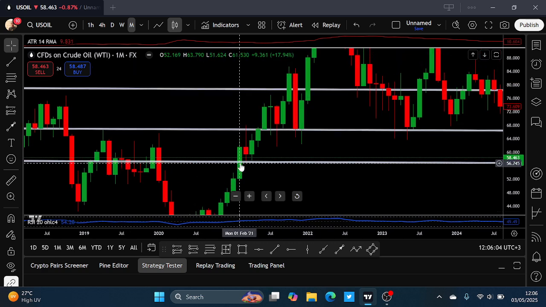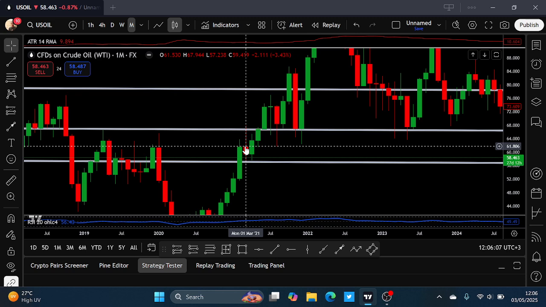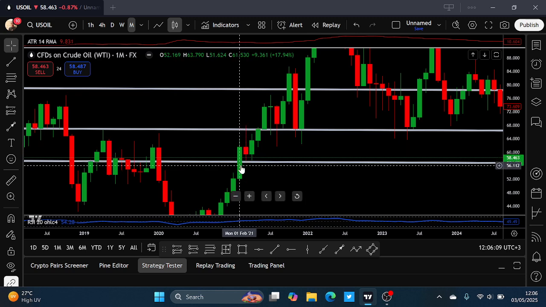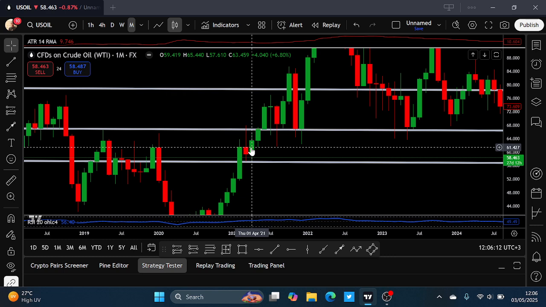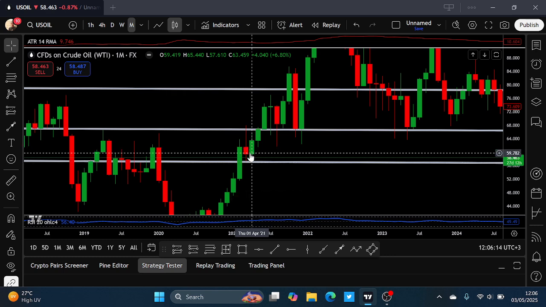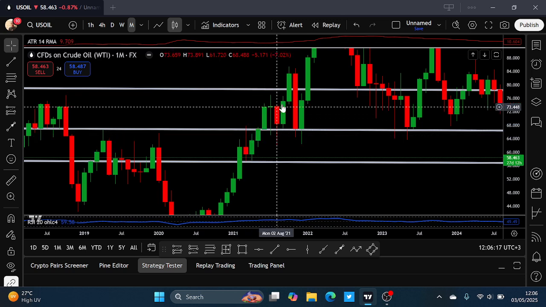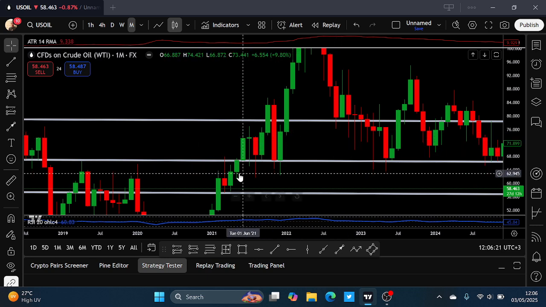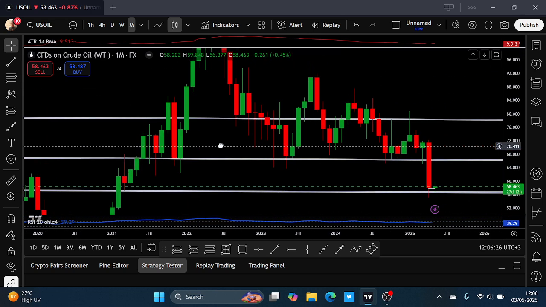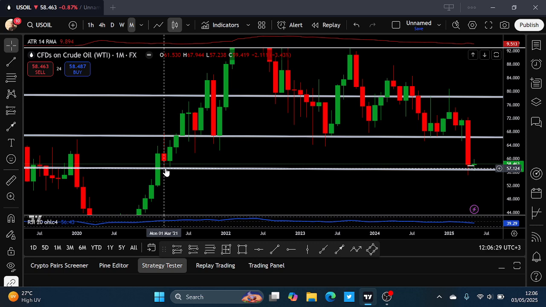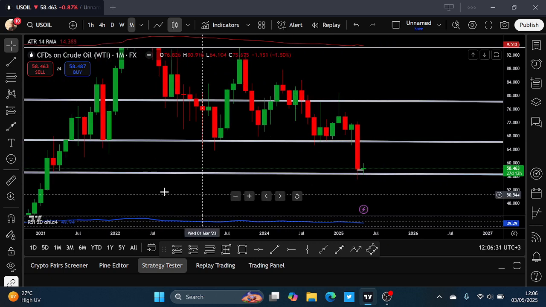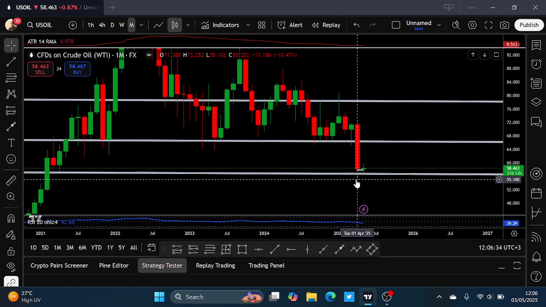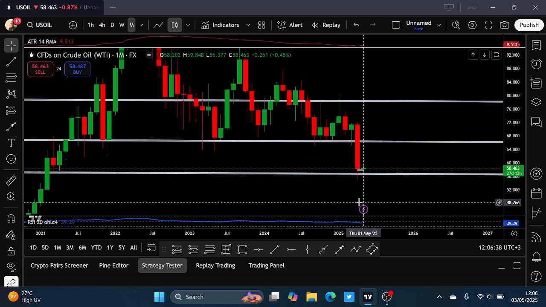The previous month, that was March 2021, rejected this area here. Then the next month, April, came, tested this area, rejected, and continued to go up. It went up for four months, retested back, and then kept on going up. That was the last time oil prices rejected this price level of 57. That means whenever the buyers come at this price level of 57, it rejects and continues going up.